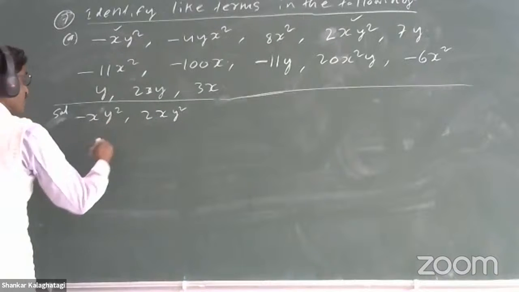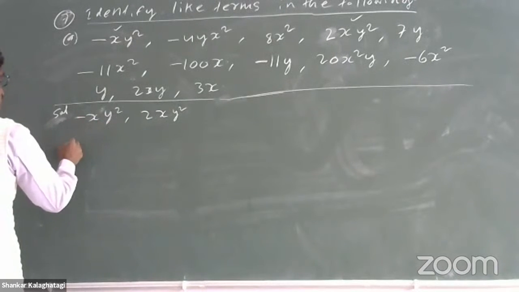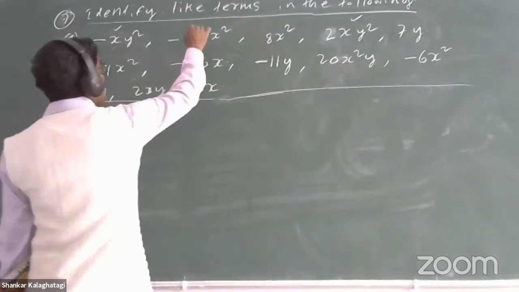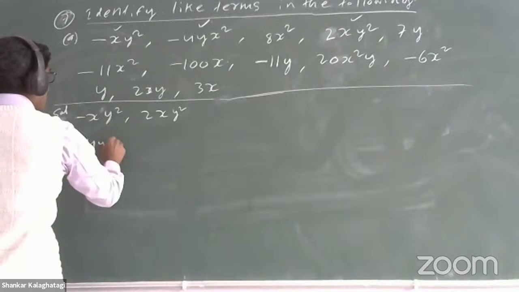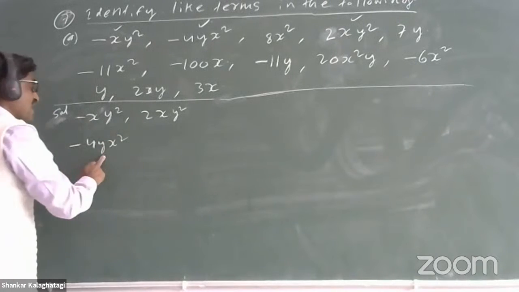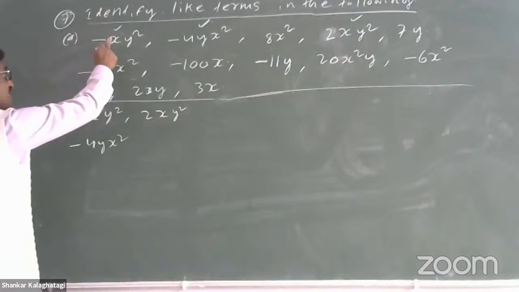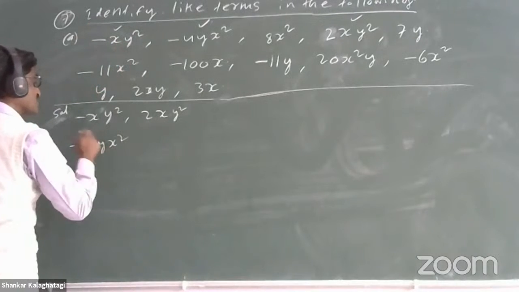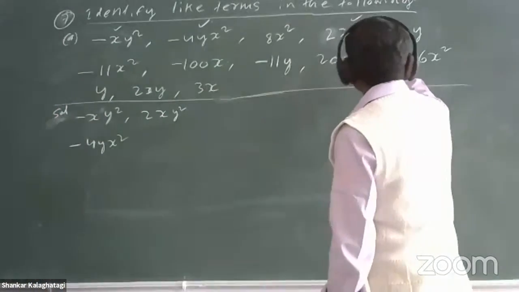Next line you have to go. You leave one line in between, okay? In your classwork, you leave one line in between. Next, I will go for this one, minus 4YX square. YX square I will take. Earlier we had taken XY square, now YX square. Which all YX squares are there? Let us see.